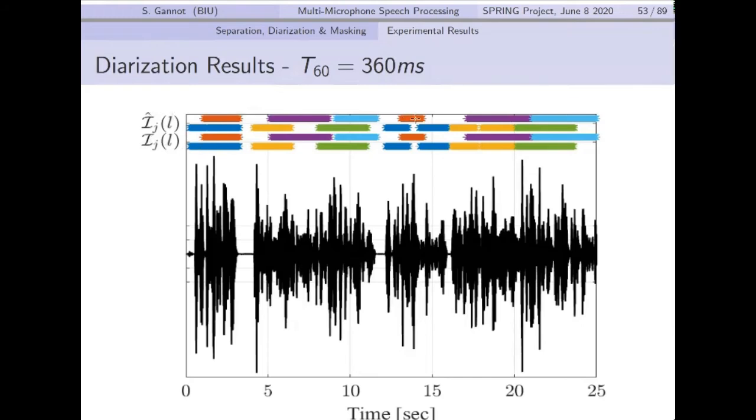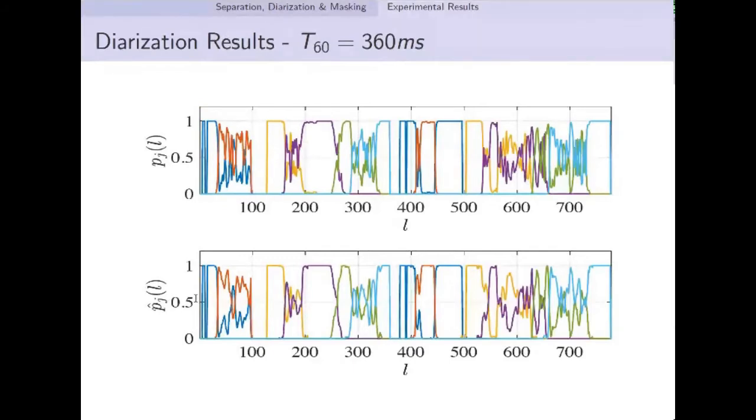You can see that it's quite good, but we have also numbers. These are the probabilities. The probabilities are soft. They become hard after you apply some thresholding to translate P to I. But here you can see the probabilities. You can see also that the activities are quite nice. So these are the activities of the 6 speakers.